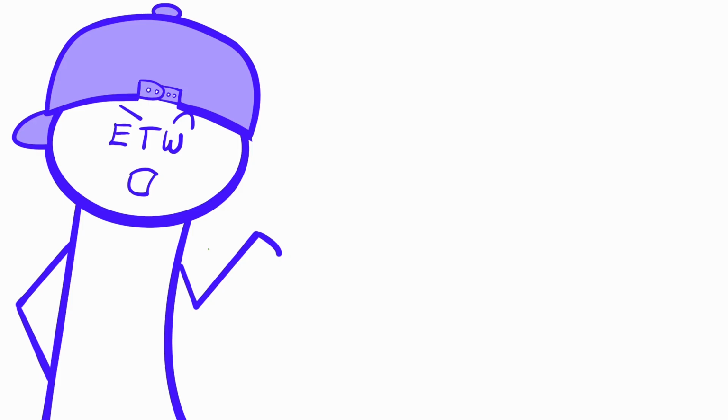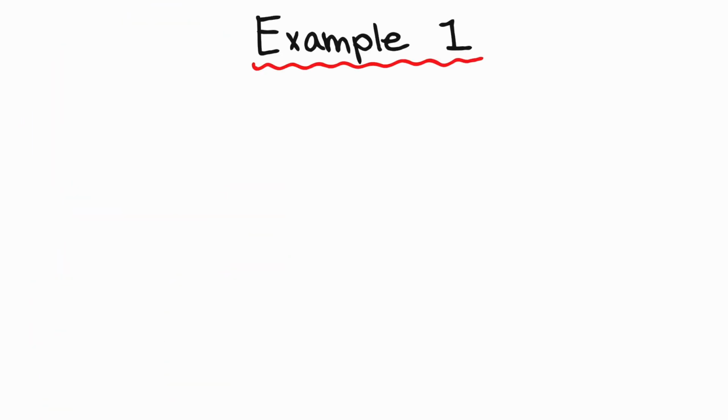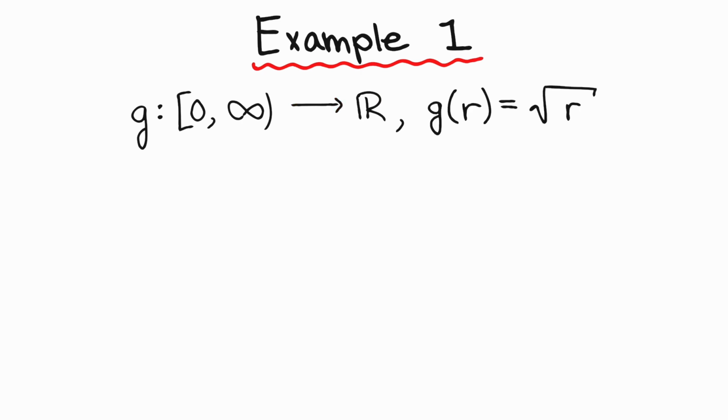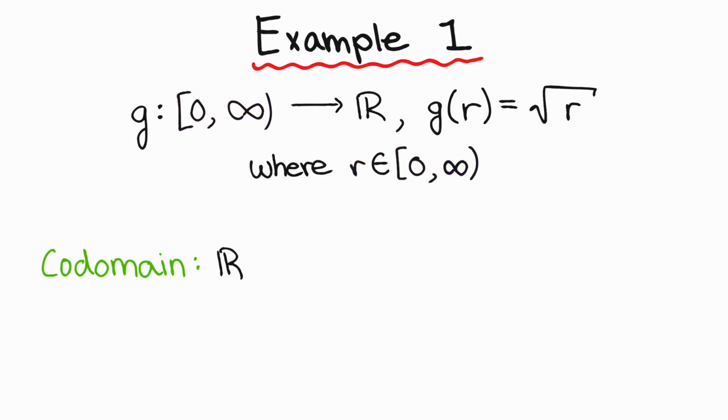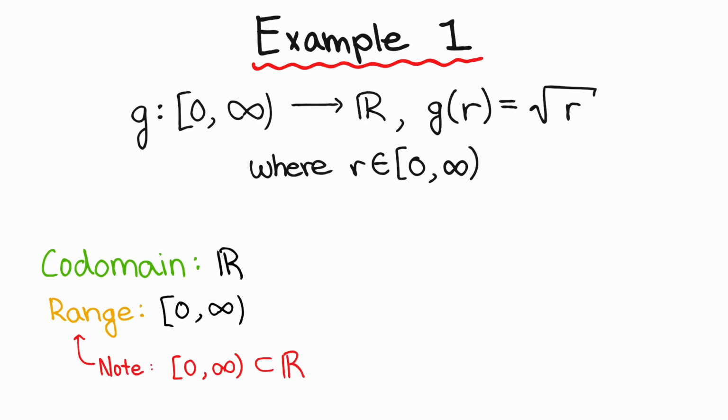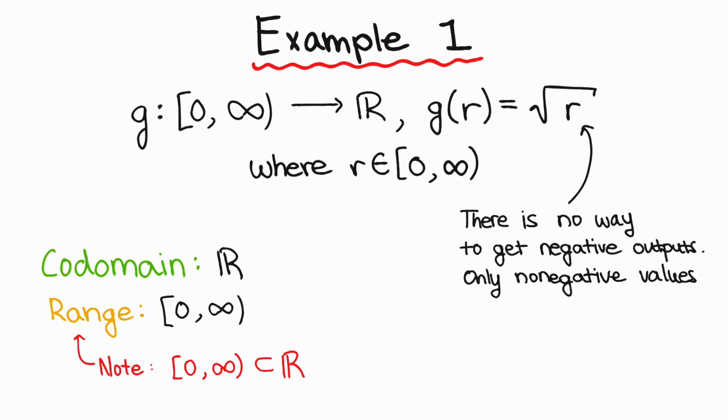Okay, let's do some quick examples to understand this better. Suppose you have a function g from 0 to infinity to the set of real numbers, where the rule says that g of r is equal to the square root of r. And in this case, we're making r the input from the domain, not x. The codomain is the set of real numbers, but the actual range is from 0 to infinity. This is because the function cannot give us negative values. It's impossible. The square root function only gives us non-negative values. So we set the domain to be 0 to infinity to reflect this.